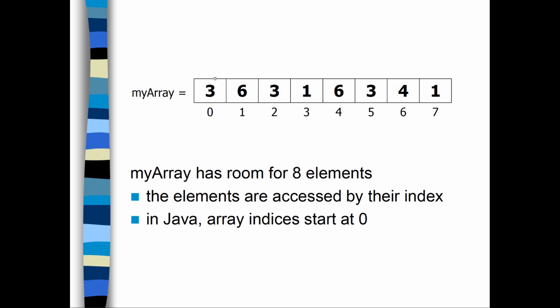Similarly, if I want to store something or override a value, I can write myArray of 0 equal to my new value, so that index will get overridden with the new value. These are the values that are stored at individual indexes.